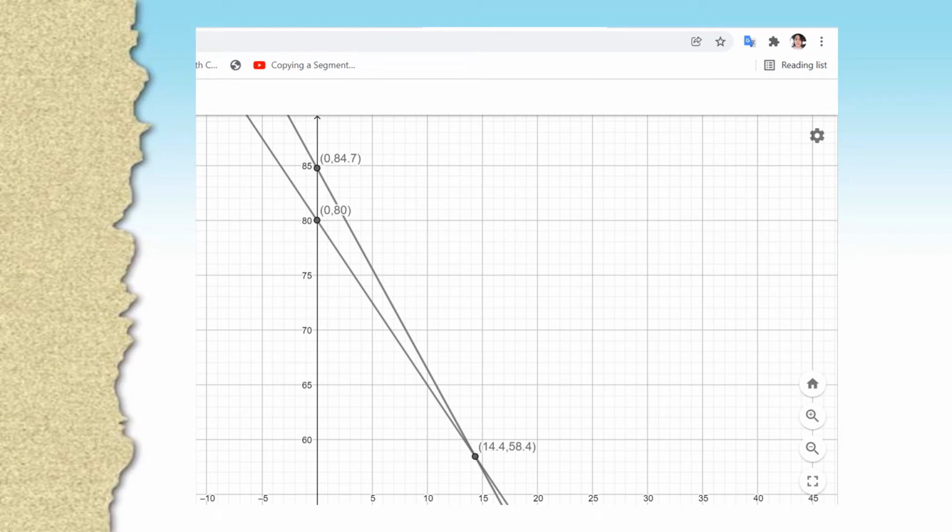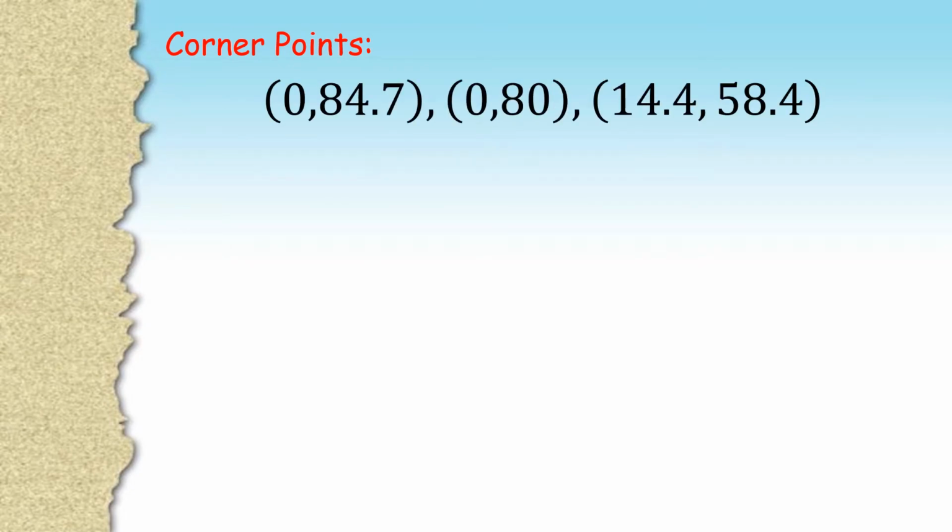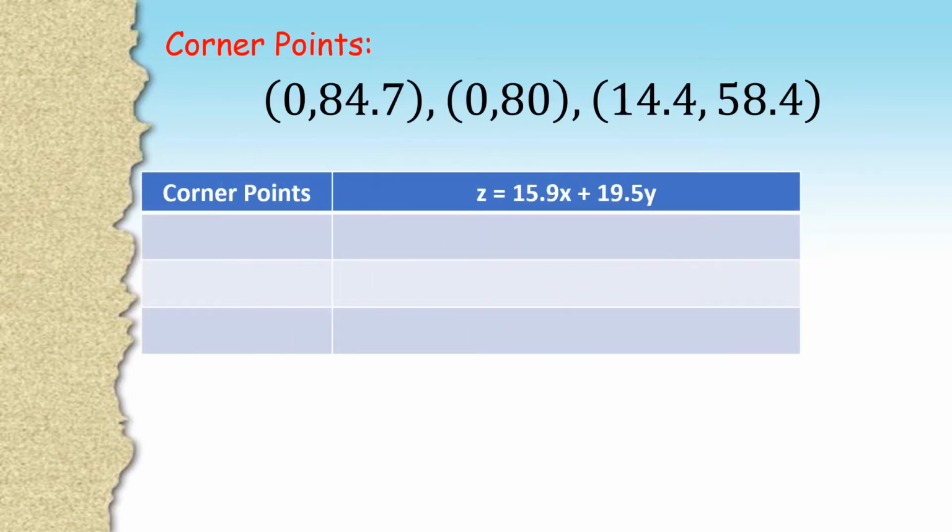So from that, we have this graph for the constraints, and we have the corner points (0, 80), (84.7, 0), and then (14.4, 58.4). So we have the corner points already. Now we are going to substitute them in our objective function.